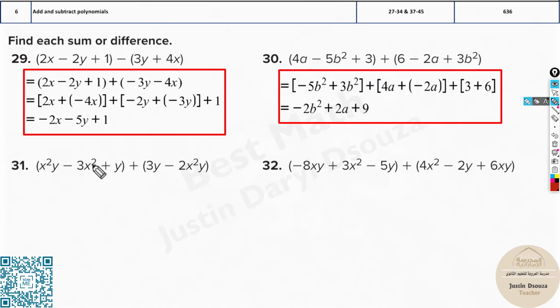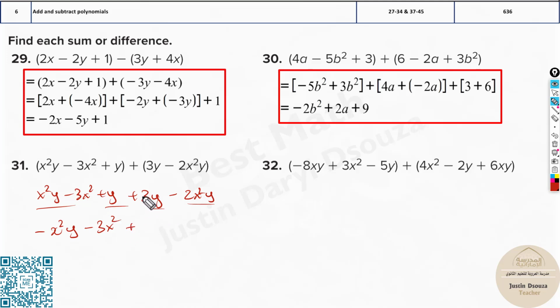X squared y minus 3x squared. Left side, let us write it out as it is. And right side it's plus, so I'll write 3y, and it's plus minus, it'll be minus itself, 2x squared y. Now how can we simplify? There is x squared y, same terms, right? Same variables. So what is minus 2 plus 1? It will be minus 1. We don't write minus 1. I'll just write x squared y. And what about x squared? Let's write minus 3x squared itself. There is no other x squared term, but there is y. So plus 3 and 1 is 4y. That is the correct answer.